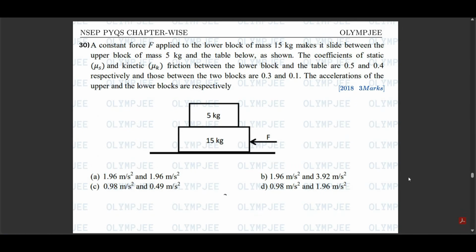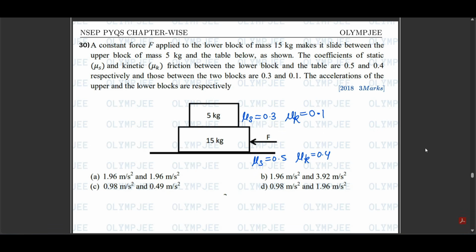Okay, so question 30 is a very nice question from 2018, and it says that a constant force capital F applied to the lower block of mass 15 kgs makes it slide between the upper block of mass 5 kg and the table below as shown. The coefficients of static friction and kinetic friction between the lower block and the table are 0.5 and 0.4, and between the two blocks the static friction is 0.3 and the kinetic friction is 0.1. So the acceleration of the upper and lower blocks are respectively.